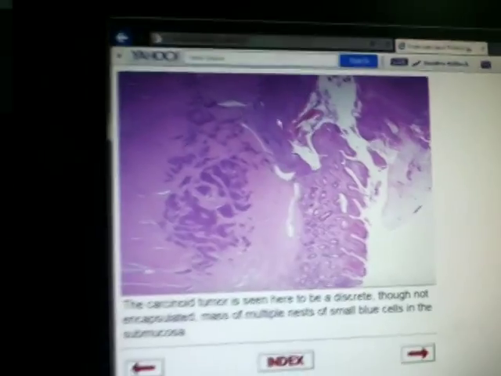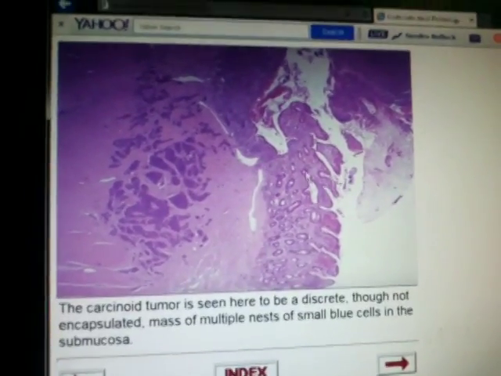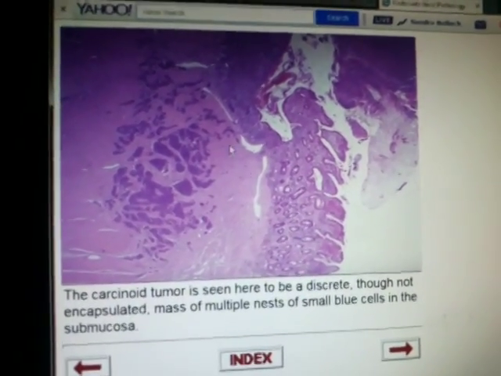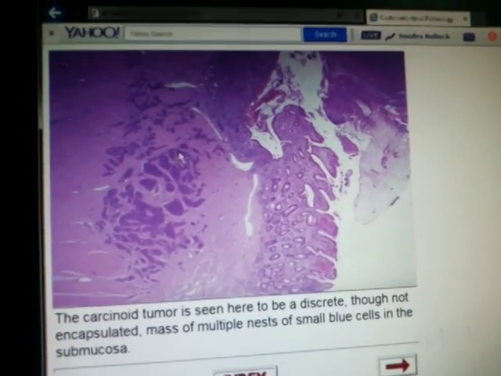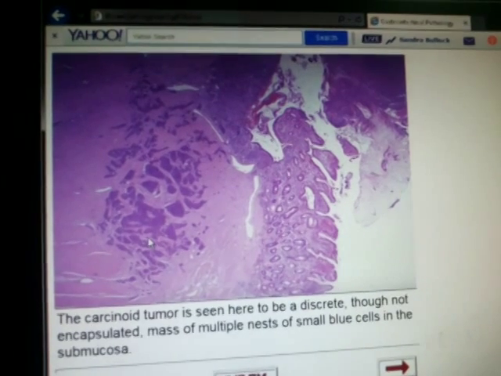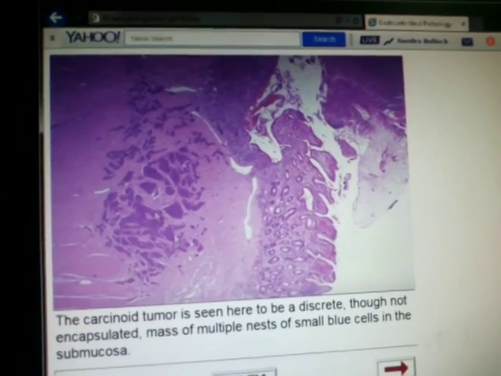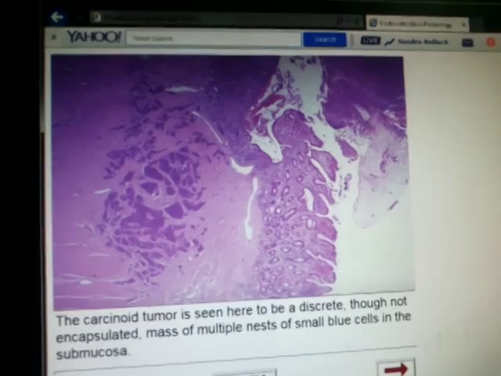This is the microscopic appearance of the carcinoid tumor. This is the mucosal layer here, and we have the submucosa. At the submucosal level, we can identify nests and sheets of blue cells. Here are the blue cells, which represent the cells of the carcinoid tumor.